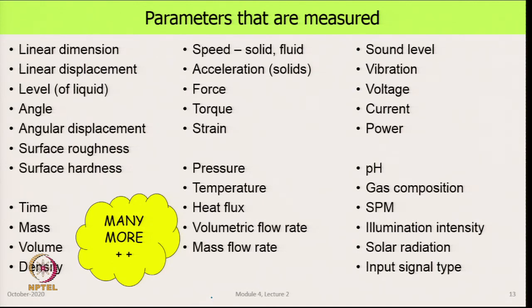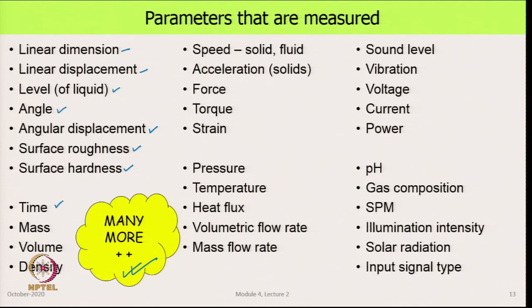Here is a small list of parameters that are measured. In a typical experiment, you will have many instruments measuring many things. By no means is this list exhaustive. There are many more parameters that can be measured. You can quickly go through this, and here it is. You could measure linear dimension, linear displacement, that means movement, level of a liquid, angular measurement, angular displacement, for example, how many degrees a shaft rotates, surface roughness, surface hardness. So, that is one category.